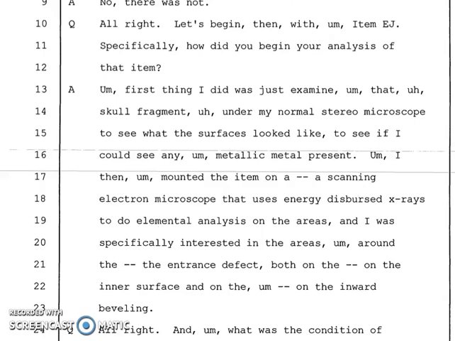Brendan Dassey, trial transcript, day 2, page 228. Fallon's continued questioning of Olson.